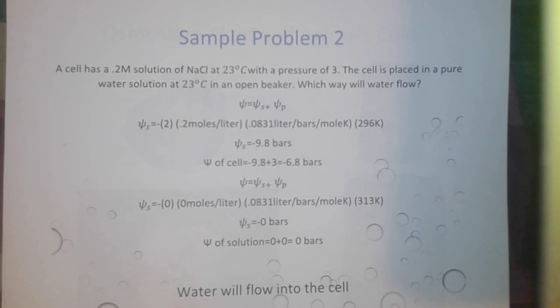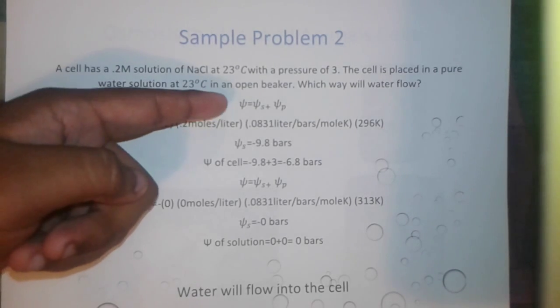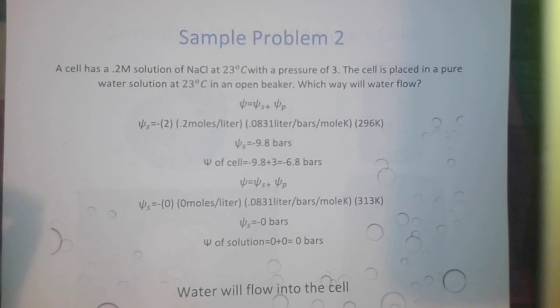Second sample problem. A cell has a 0.2 molar solution of NaCl at 23 degrees Celsius with a pressure of 3. The cell is placed in a pure water solution at 23 degrees Celsius in an open beaker. Which way would water flow? In this problem, you need to use the same equation to calculate the water potential of the cell.